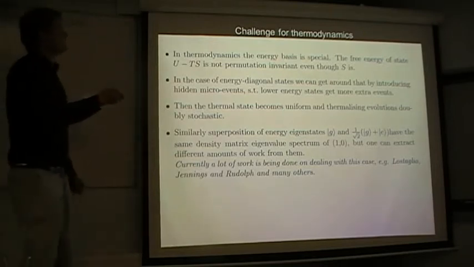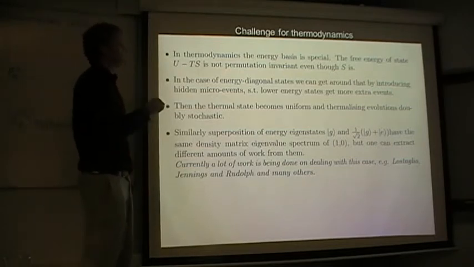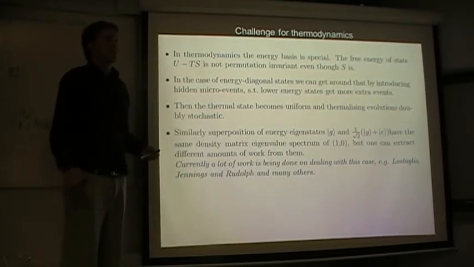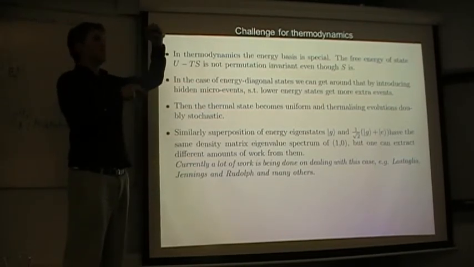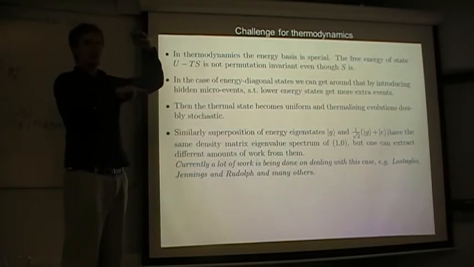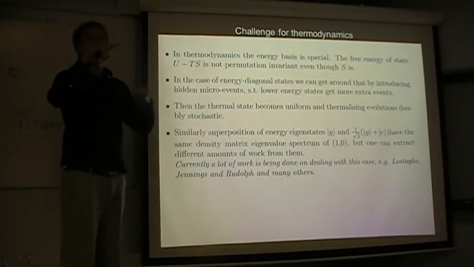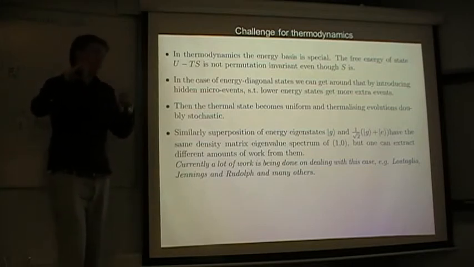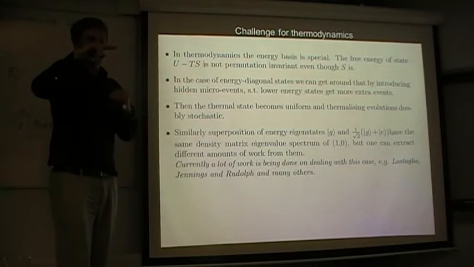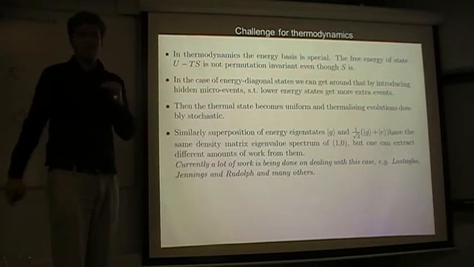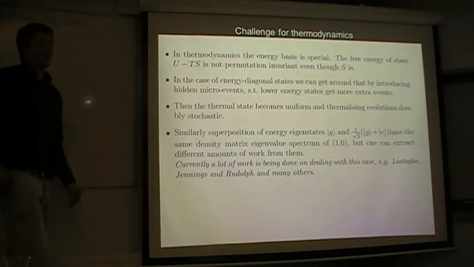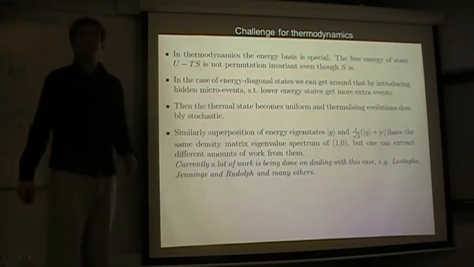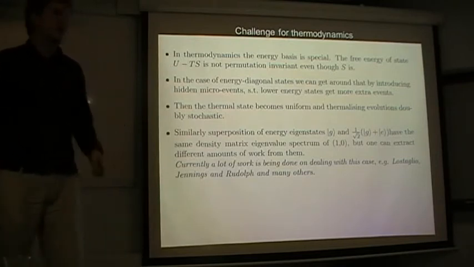For example, the free energy of a state, U minus TS, is not permutation invariant in the energy probabilities. If you have some probability of being in the excited state and some probability of being in the ground state, you can't just swap them around and say, this is now as good a state or as bad a state as previously. For example, the excited state has higher free energy than the ground state. So unfortunately in thermodynamics, you don't have this permutation invariance that entropy normally likes you to have.